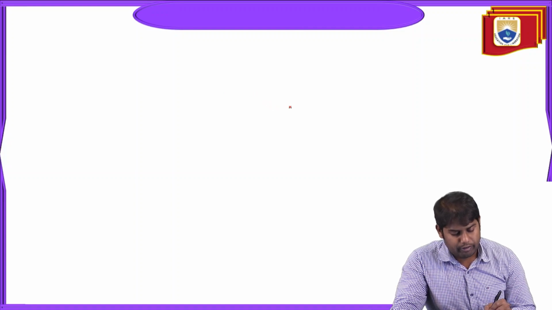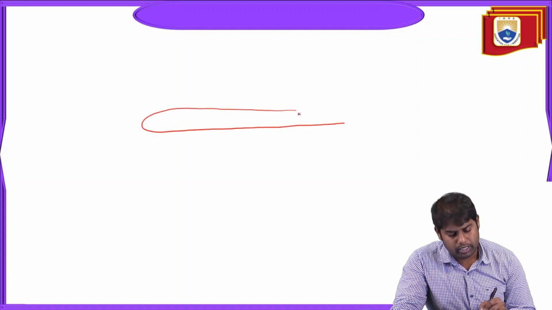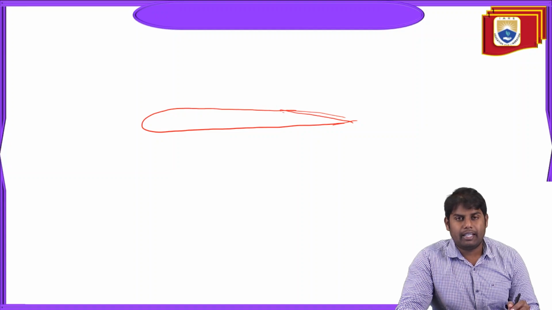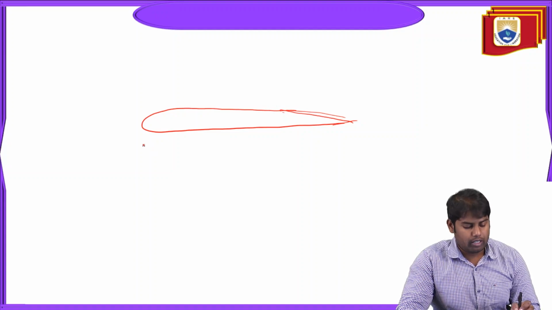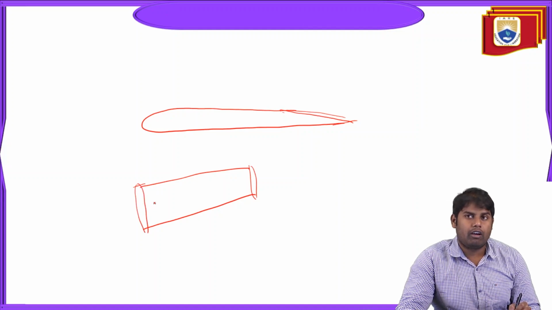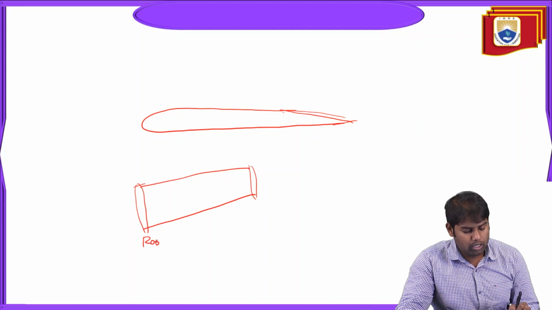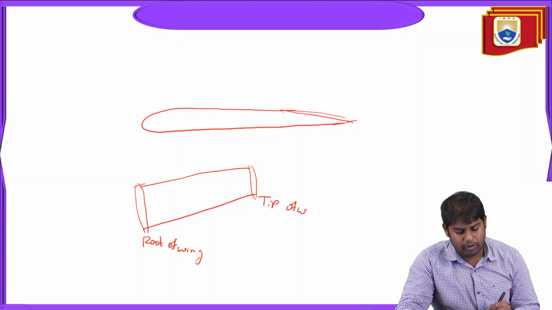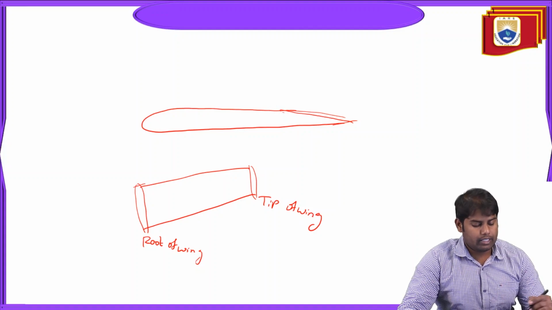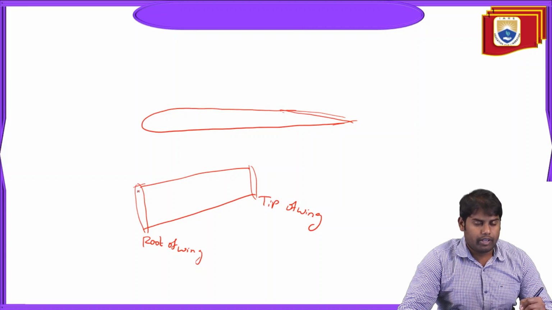Let me explain what an airfoil is, then we will see how to generate a mesh for it. An airfoil is basically a 2D section of a wing. Let's say this is a wing section, one side or one part of the wing. This is called the root of the wing, and this is called the tip of the wing. The root is the section where it is attached to the fuselage, where the passengers and the cargo are located.